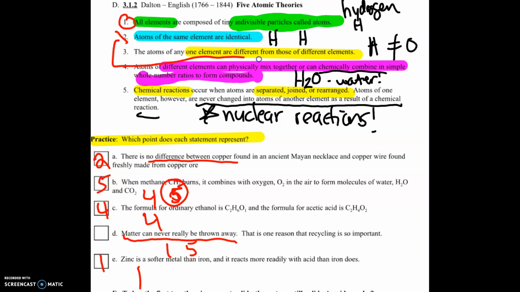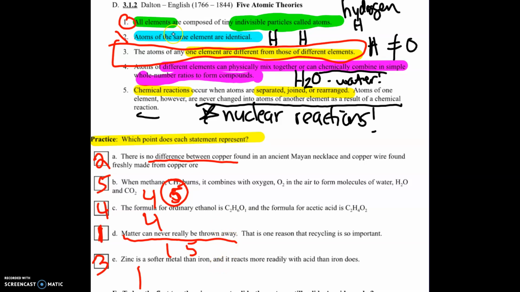Let's go back and see which one of these actually fits number 3. The atoms of any one element are different from those of different elements. That's a better answer for E, isn't it? So don't be afraid to go back and change your work as you evaluate what letters you've used. So I think that one really illustrates 3 pretty well. So we've used 2, 3, 4, 5. That means that this one should probably be 1 then.